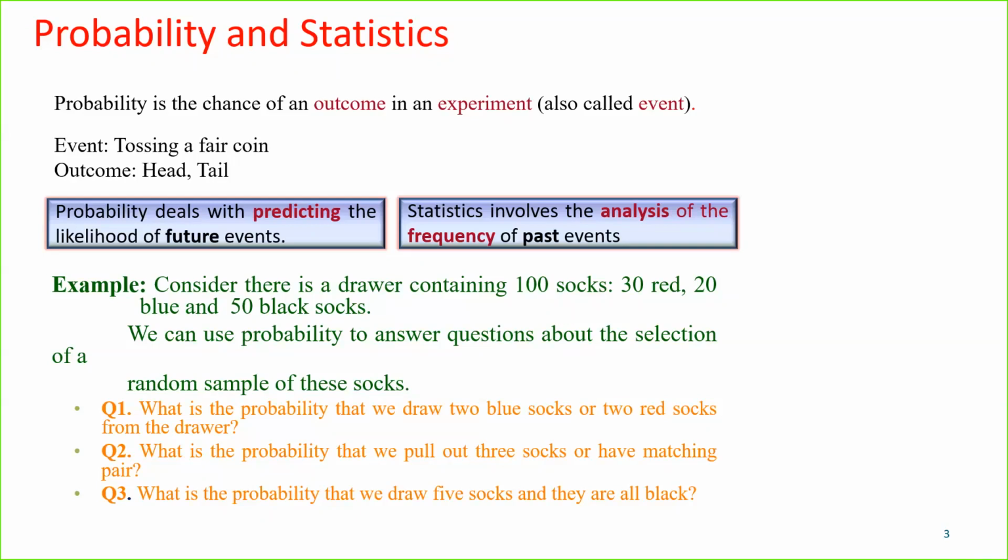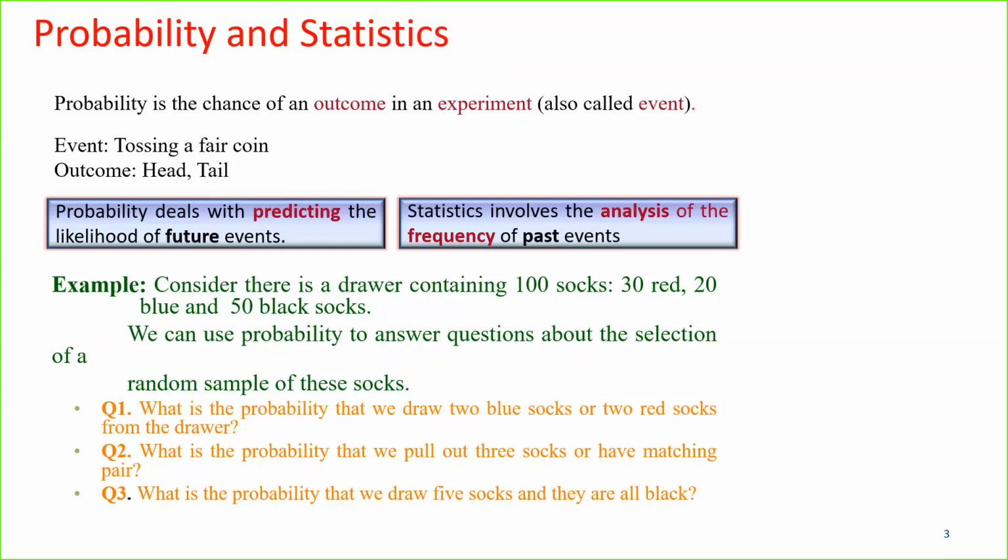So you'll see the example, then it will be more clear to you. So consider there is a drawer containing 100 socks. And we know the distribution of the socks. Let's say 30 of them are red color socks, 20 of them are blue color socks, and 50 of them are black color socks. So this underlying distribution is known to us. Underlying model is known to us. We just want to see what kind of data we are likely to see given the underlying model.